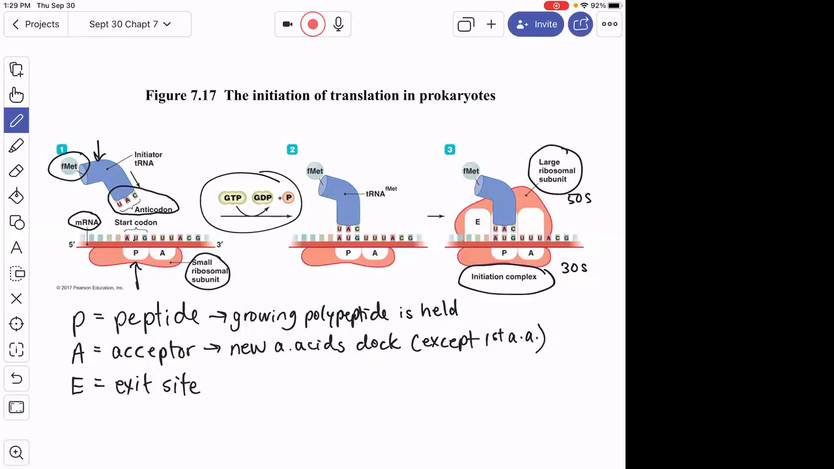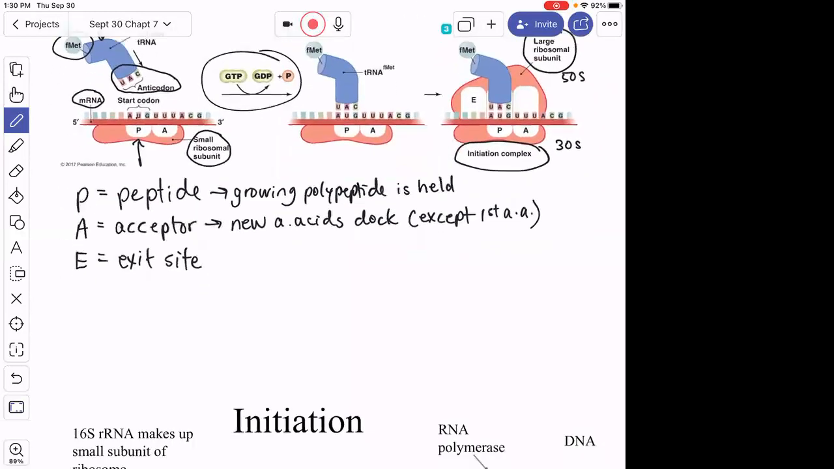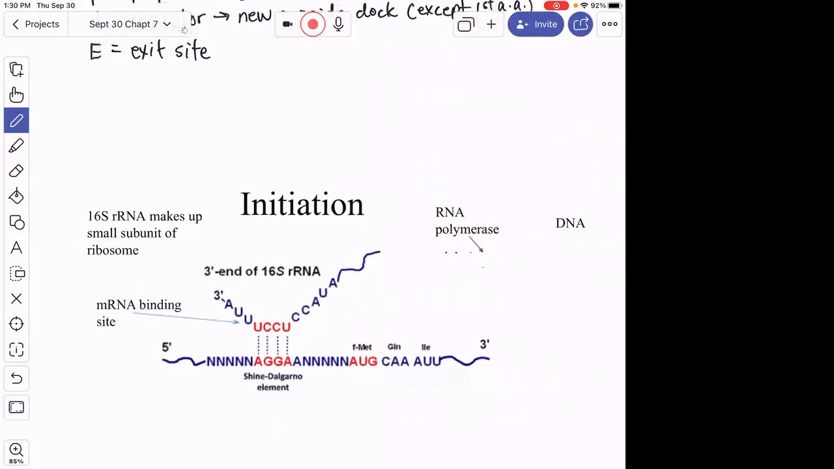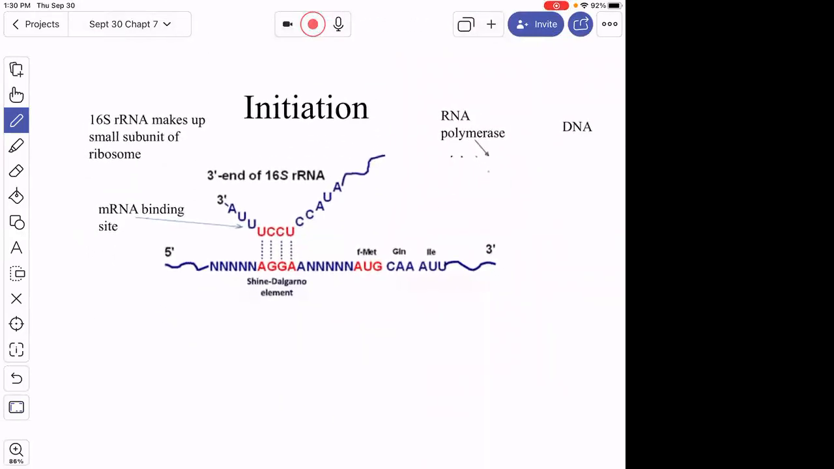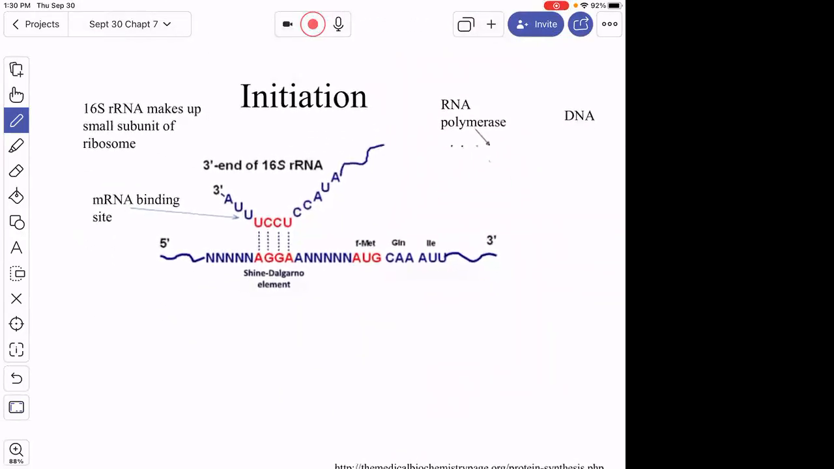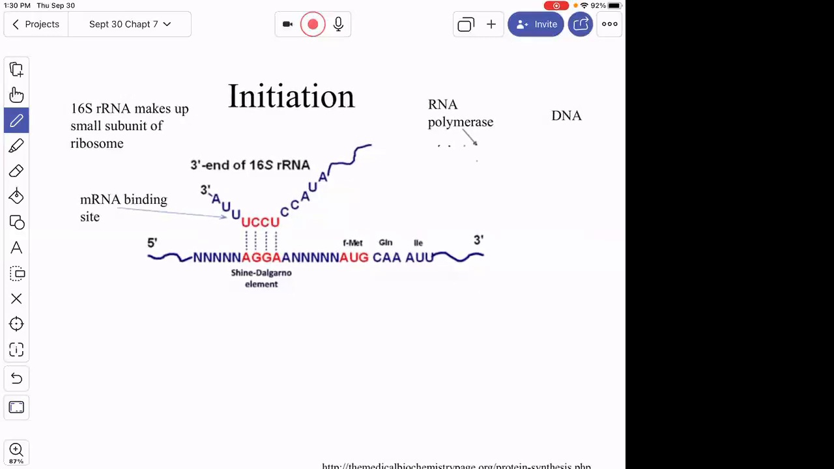protein to elongate. Before we talk about elongation, I just want to point out a few things about initiation. My whole picture here didn't get copied exactly, I must not have copied that right. So I took this picture from a different source because I wanted to point out a few more details about the initiation here.